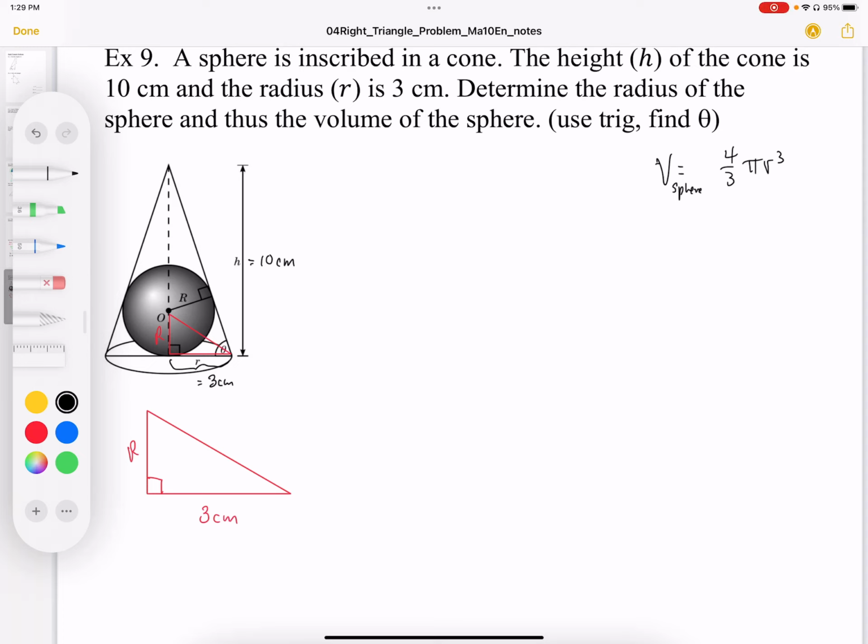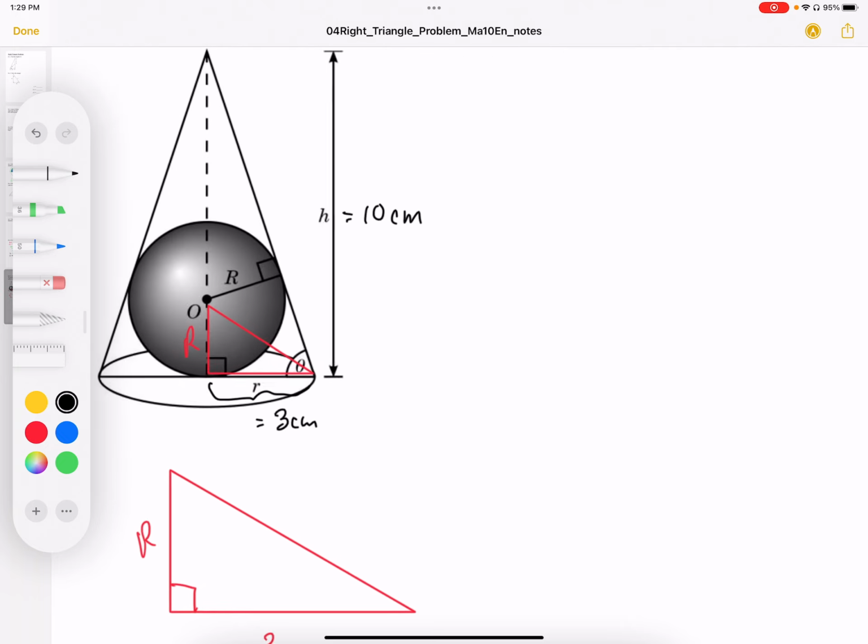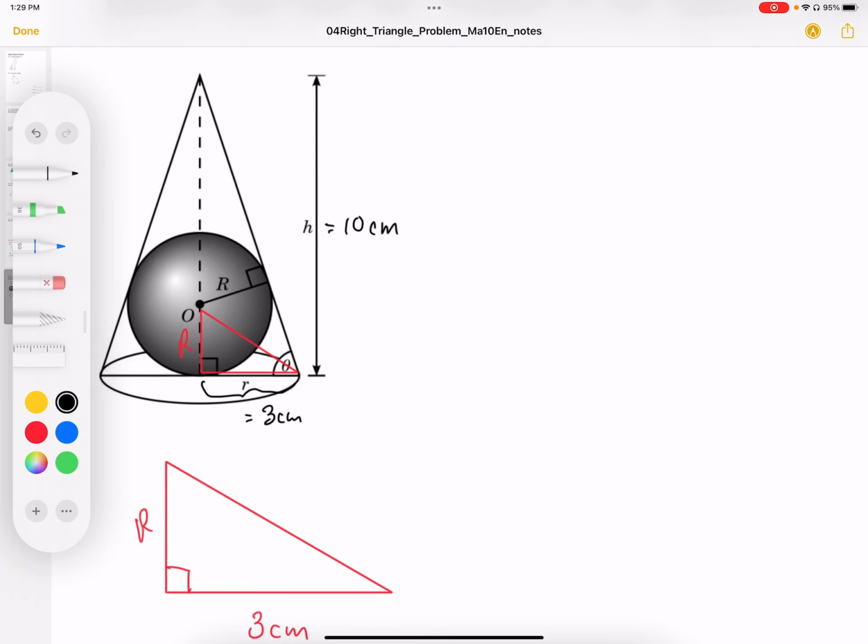In this problem, we have a sphere inscribed inside a cone. The height is given as 10 centimeters, and that cone has a circular bottom with a radius of 3 centimeters. We have to figure out the volume of the sphere. To do that, we need to find the radius of that sphere, and we're going to do it this way.